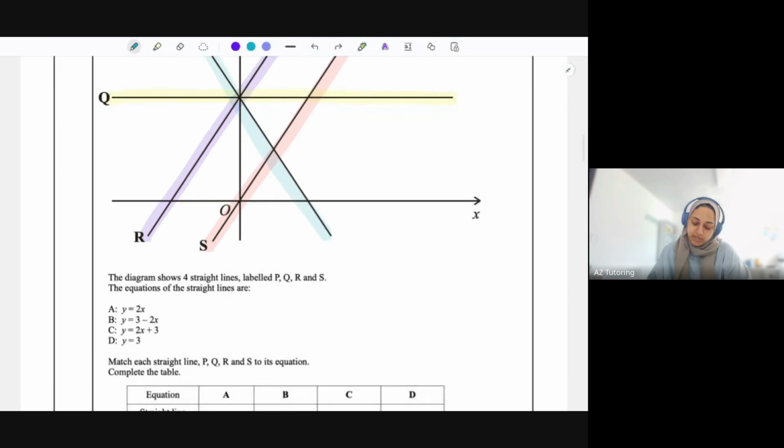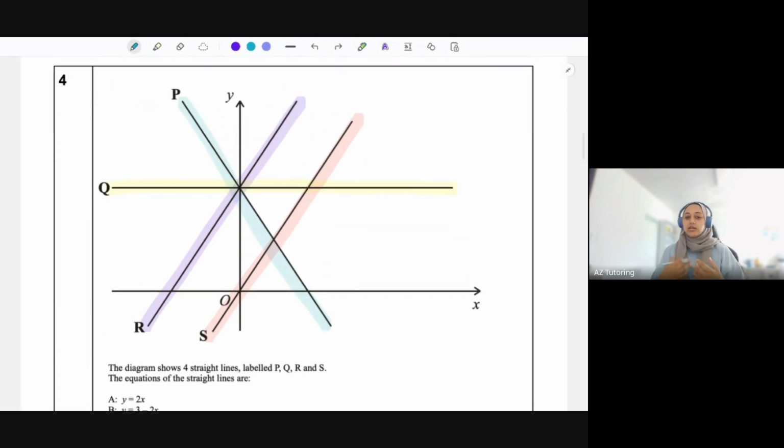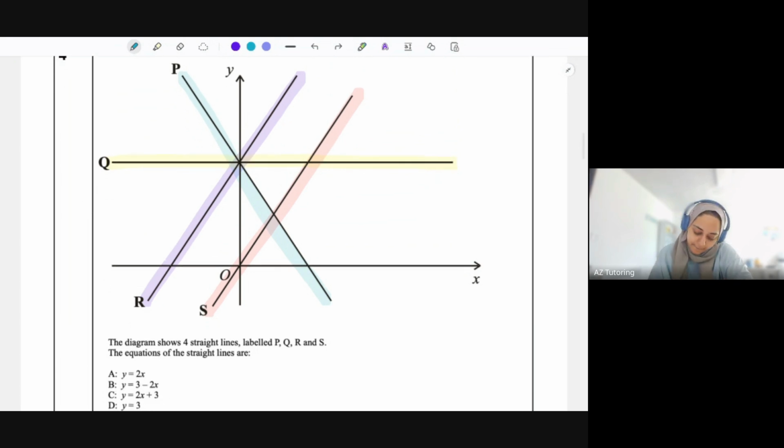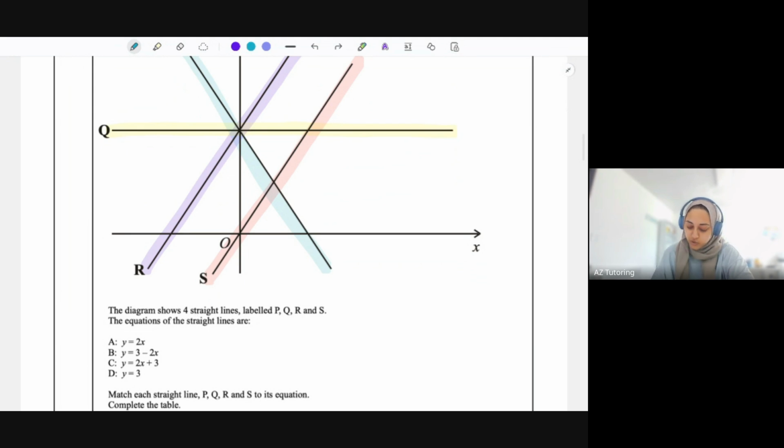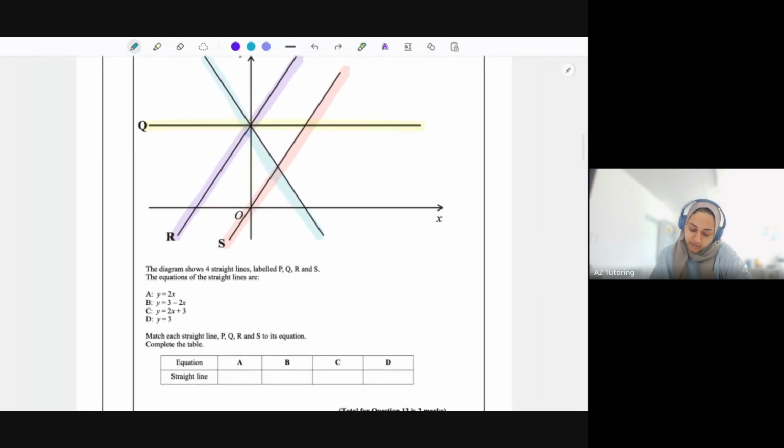But let's see what the question's asking. It's really good habit to always analyze graphs or what the question's asking before you actually look into the question, because you might even answer the question yourself. The diagram shows 4 straight lines, which we've established, labeled P, Q, R, S. The equations of the straight lines are these. So they've told us the equations for each of them as well. It says match each straight line with its equation and complete the table.